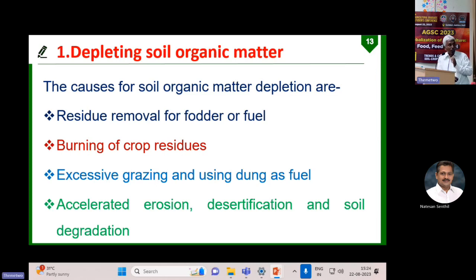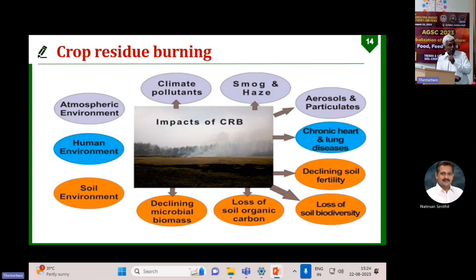There is accelerated erosion, desertification and soil degradation. These activities invariably reduce or degenerate the organic matter that is present in the soil. Coming to crop residue burning, it will have different impacts on the soil environment, the human environment and also the atmosphere.